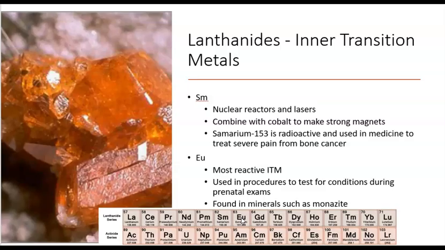Europium is also very ductile, which means it can be drawn out into wires. Europium has few applications. Some forms of europium are used in electronics, such as televisions. It can be used in procedures to test for Down syndrome and other conditions during prenatal exams. Europium, like the other intertransition metals, is not found as a pure element in nature. It is found in minerals such as monazite.